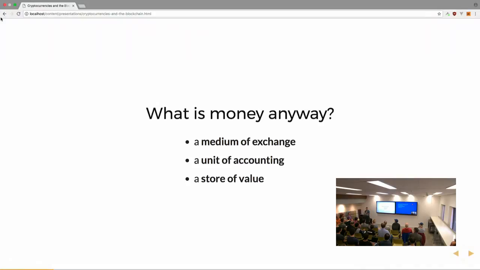So economists have a pretty standard definition of what money is, and the main one is that it's a medium of exchange, so it allows people to exchange goods and services. It's a unit of accounting, so it's also what we denominate debts and credits and prices in. And it's also a store of value, hopefully. So hopefully, if you get $1 today, you don't have to spend it right away. You can wait until next week to buy that coffee.